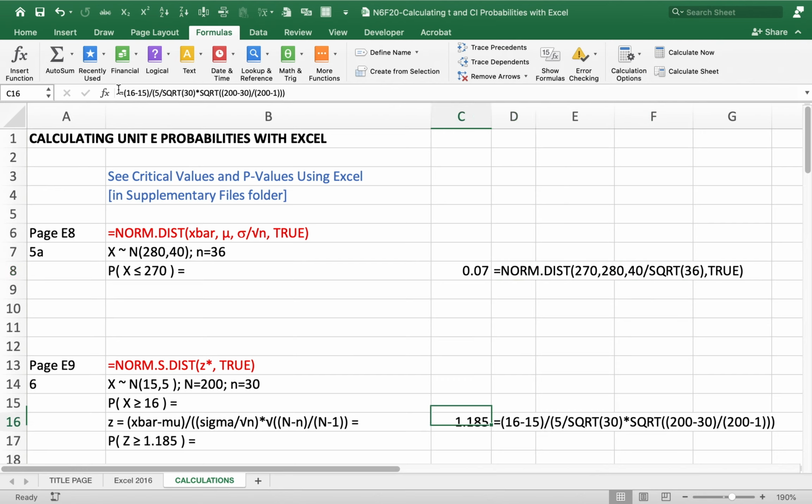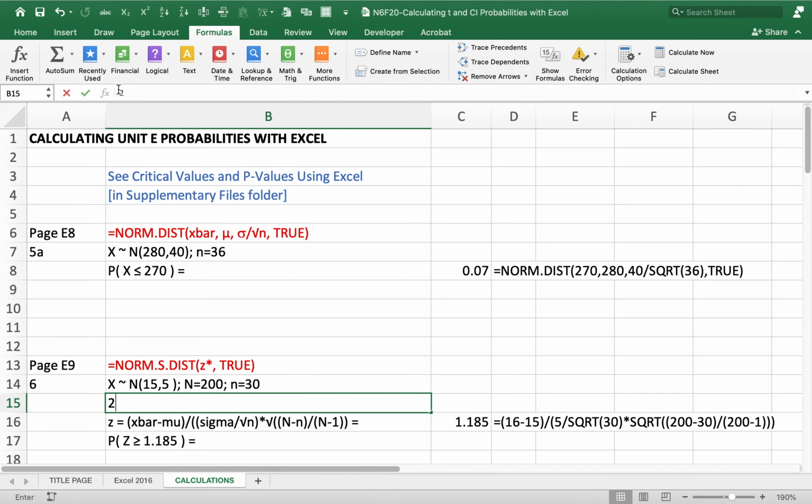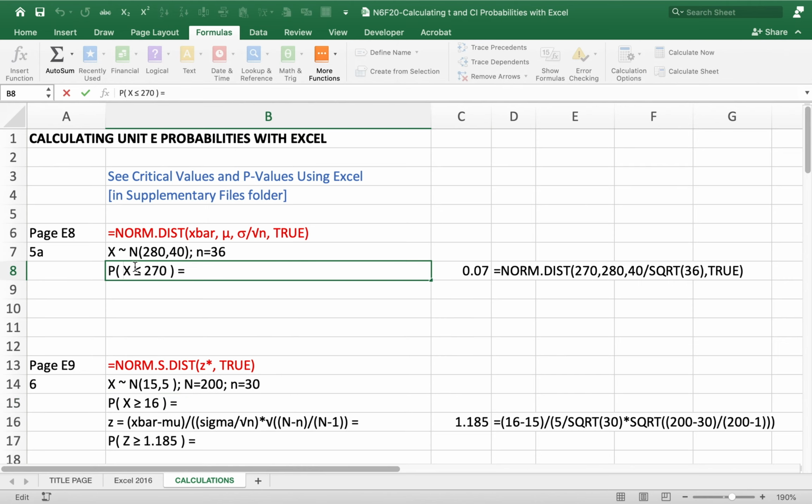The first thing I did was calculate the z value, or the z star value, as we'll call a calculated value from this point on. So here's our original problem. X normally distributed, mean of 15, standard deviation of 5, capital N equal to 200, little n equal to 30. What's the probability of getting an X bar? Actually, it should be an X bar up here.